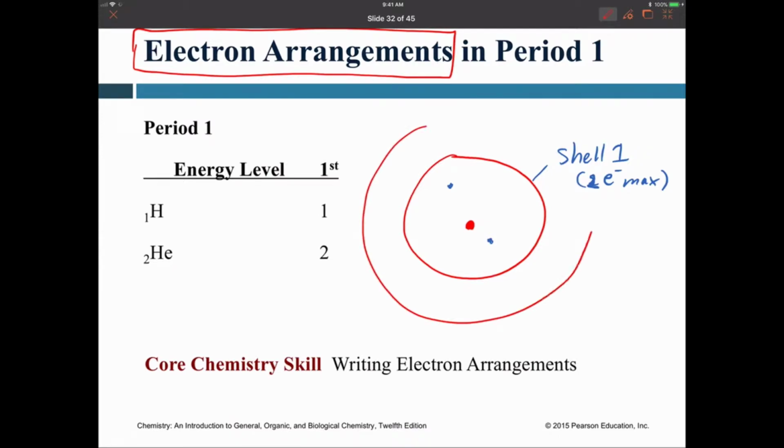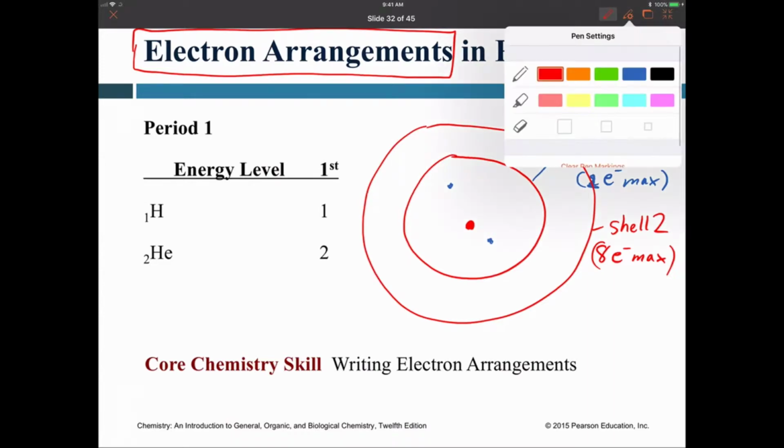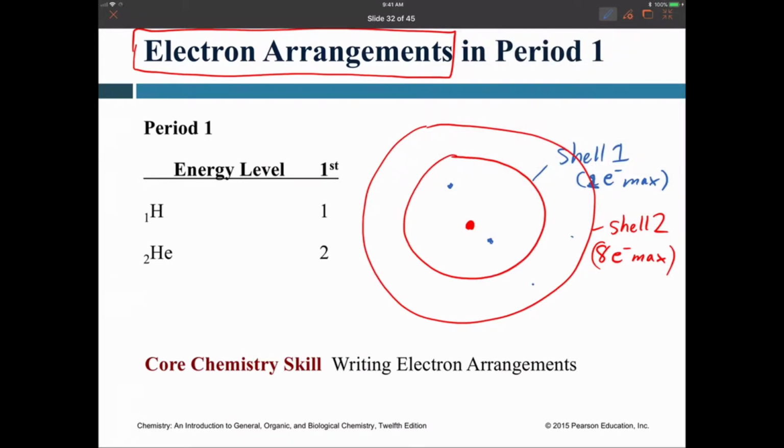Now, there's a second energy level. Remember, these are just quantified energy levels. They're just there. Okay? Don't worry about how or why. They just are. This is called shell number 2. And in shell 2, there are 8 electrons max. Okay? No, you can't have any more than that. You can have less than 8, but you cannot have more. All right? So here, let's just put a couple of electrons here. One over here, here, here, here. 1, 2, 3, 4, 5, 6, 7, 8. So there's 8 electrons maximum can be in the second shell.